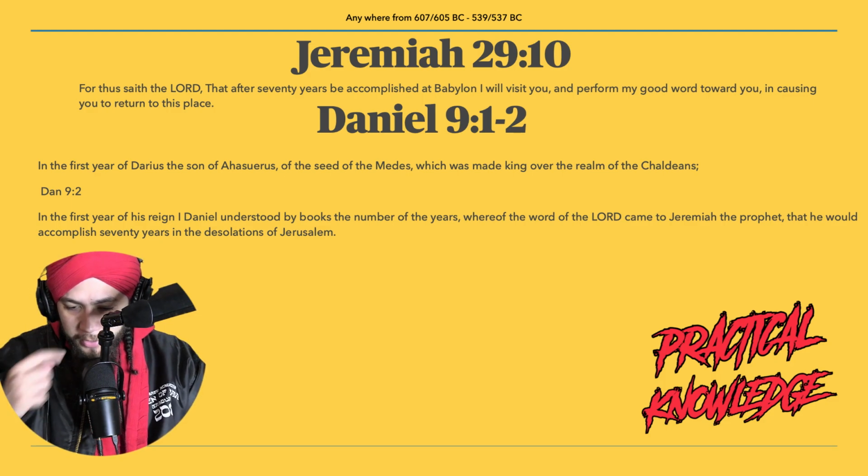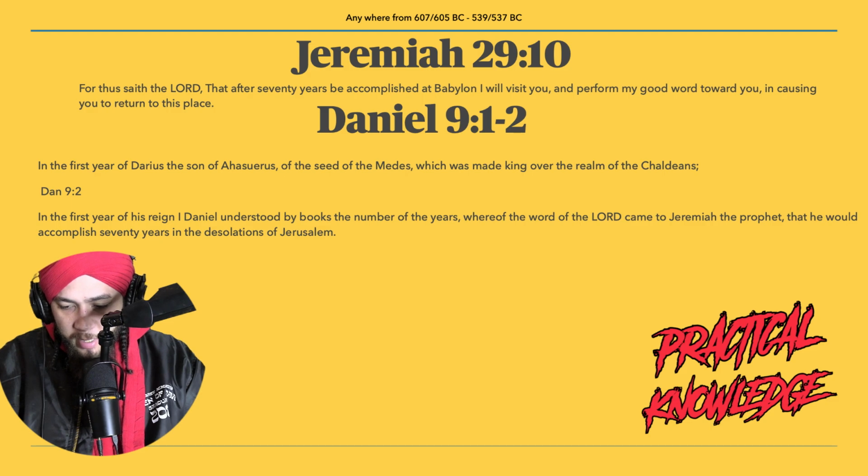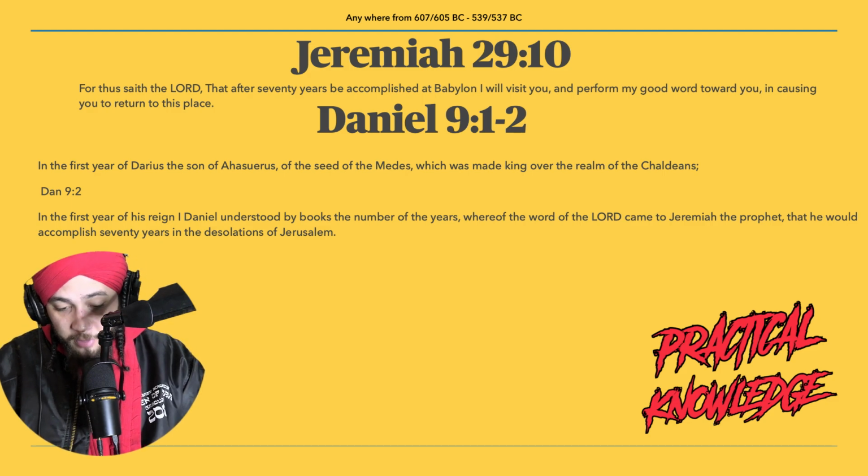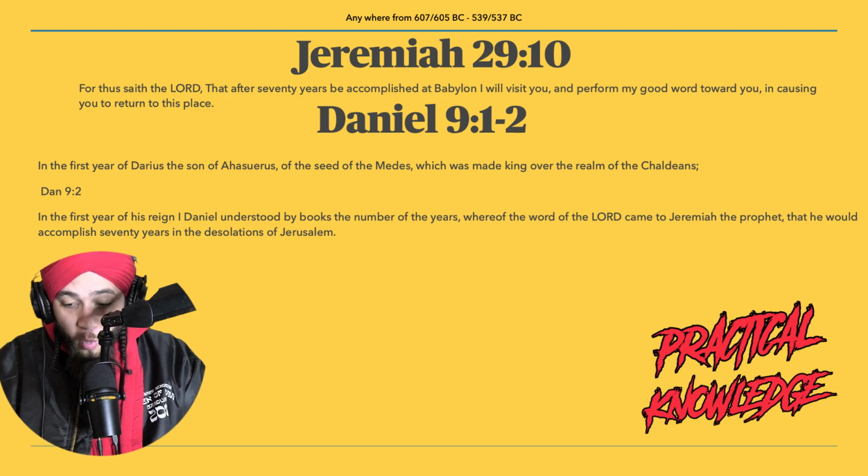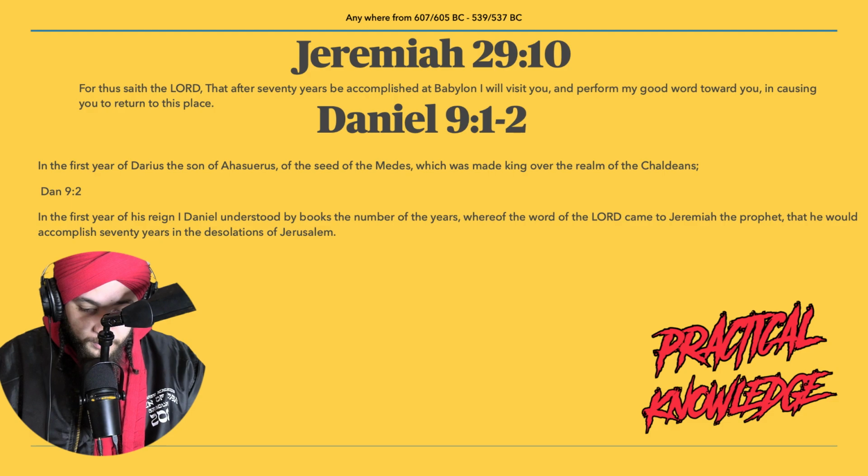"Darius, the son of Ahasuerus, of the seed of the Medes, which was made king over the realm of the Chaldeans." There it is. Verse 2, "In the first year of his reign I, Daniel, understood by books the number of the years whereof the word of the Lord came to Jeremiah the prophet, that he would accomplish seventy years in the desolations of Jerusalem." So now you're understanding that Daniel and Jeremiah weren't too far off. You understand?